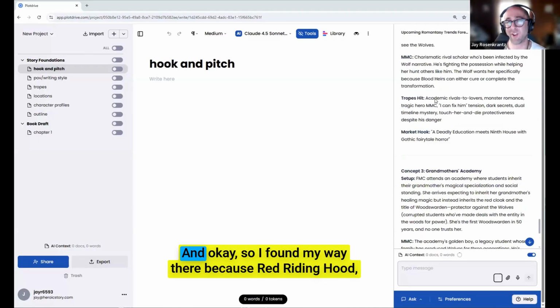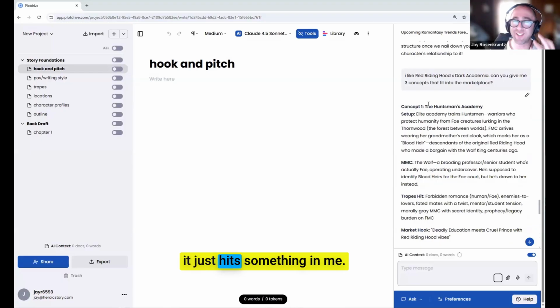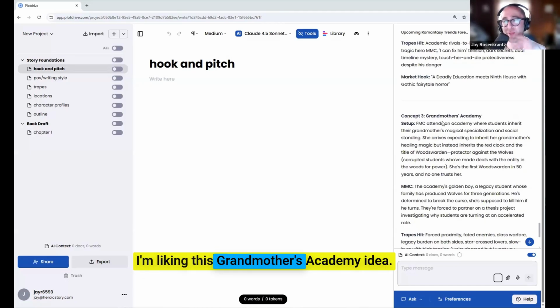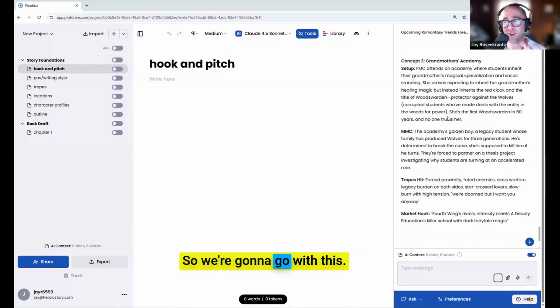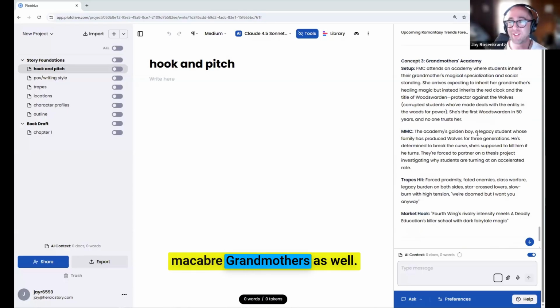I love it. And okay, so I found my way there because Red Riding Hood just hit something in me. So let's say I've come with I want to write Red Riding Hood in dark academia. I'm liking this grandmother's academy idea. So we're going to go with this. This is resonating with me. Maybe I've got a soft spot for funny and unusual and maybe even macabre grandmothers as well.